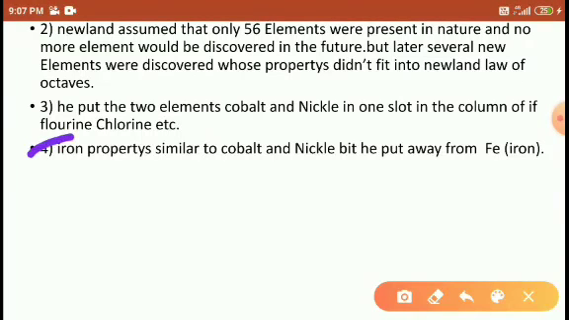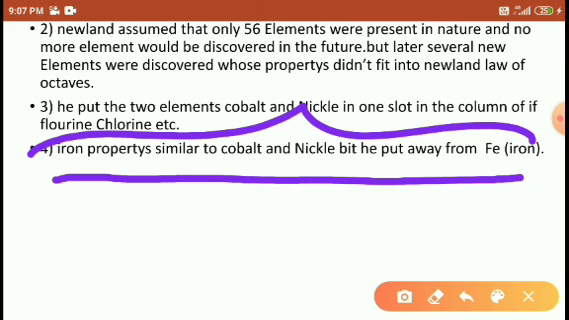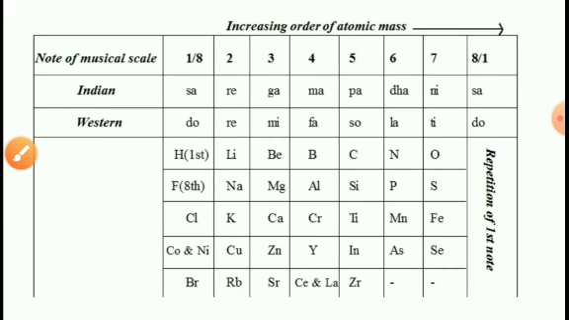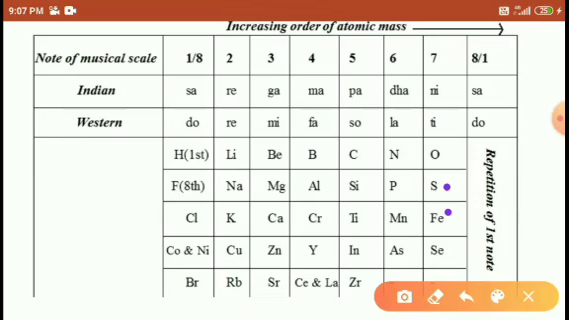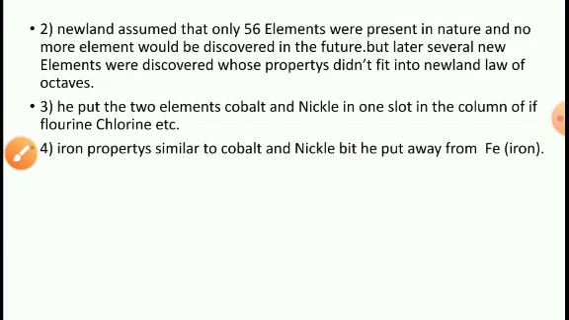And he could not explain why iron, whose property is similar to cobalt and nickel, was not kept in their slot. Iron was kept in the sulfur group. Sulfur is a non-metal, iron is a metal. Cobalt, nickel and iron have similar properties, but he kept them in different slots: one in the first group, one in the eighth group. So that's why this theory fails again, students.